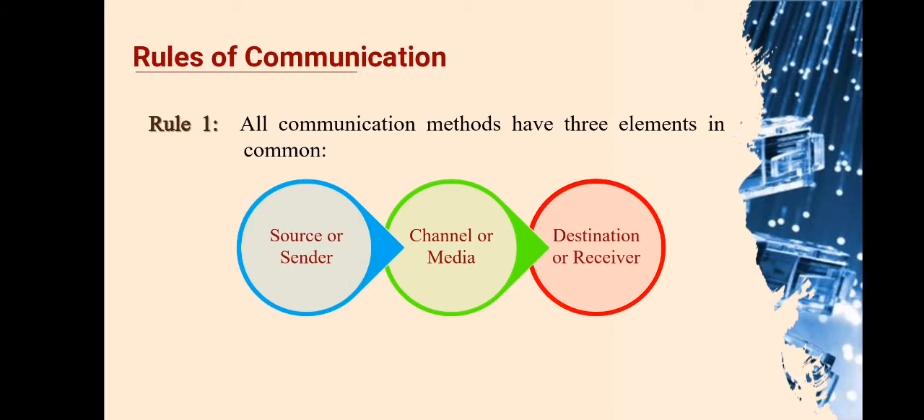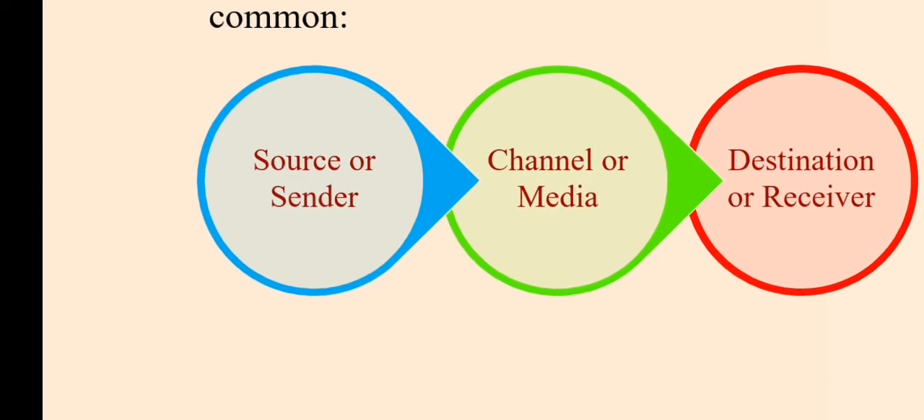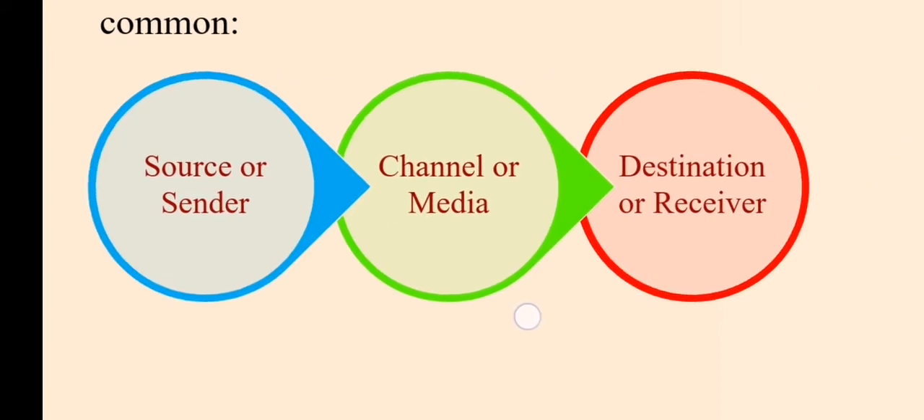The first rule is all communication methods have three elements in common. We have the source or sender. Next, we have the channel or media. And lastly, we have the destination or receiver.